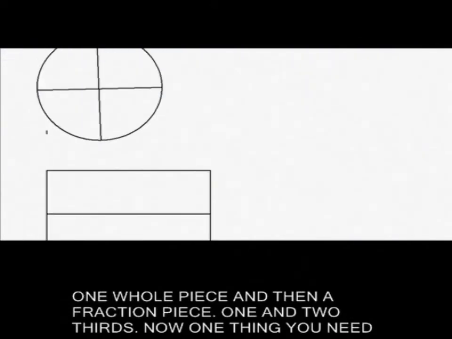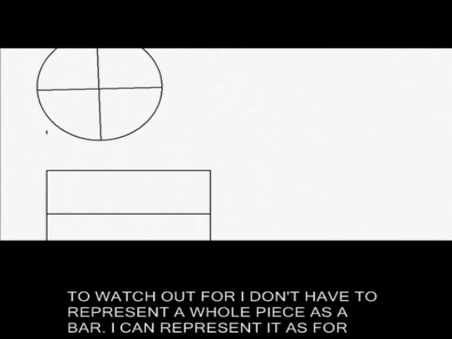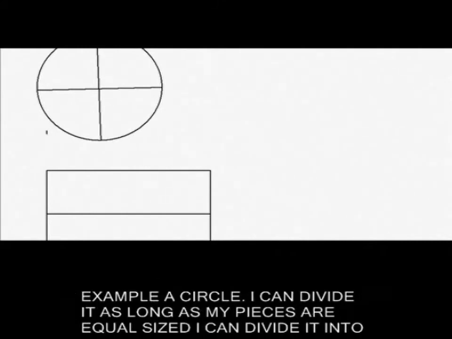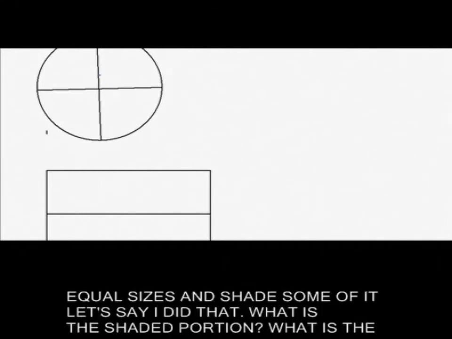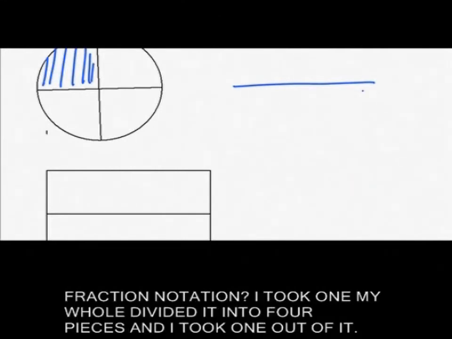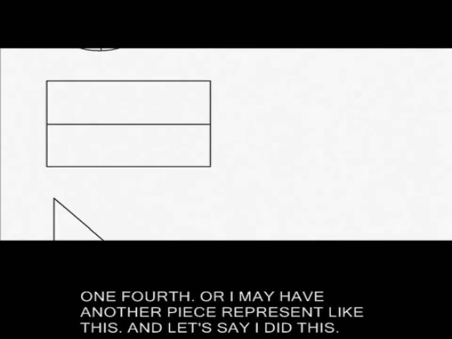Now, one thing you need to watch out for, I don't have to represent the whole piece as a bar. I can represent it as, for example, a circle. As long as my pieces are equal size, I can divide it into equal sizes and shade some of it. Let's say I did that. What is the shaded portion? What is the fraction notation? I took my whole, divided it into 4 pieces, and I took 1 out of it, 1/4.